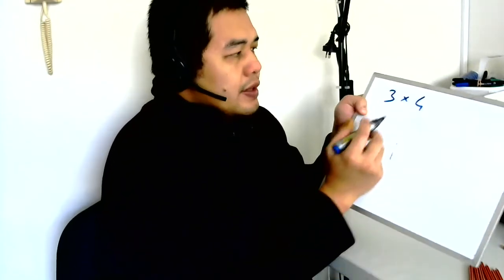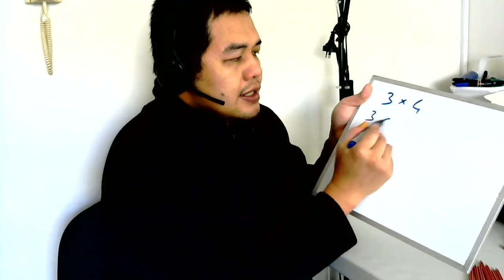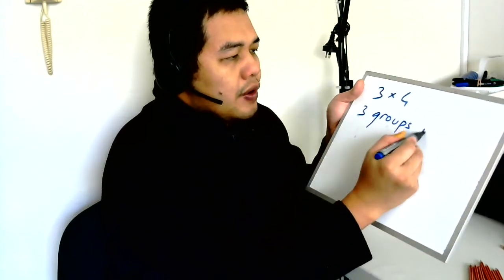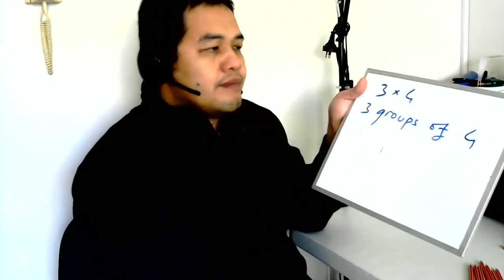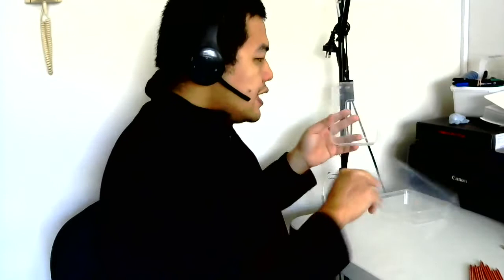For example, if we say what is 3 times 4? What it means is 3 groups of 4 members. So we have 3 groups of 4. In this case, we'll need to have something else. For example, if you can have a container, 3 times 4 means 3 containers, and each container will have 4 members.